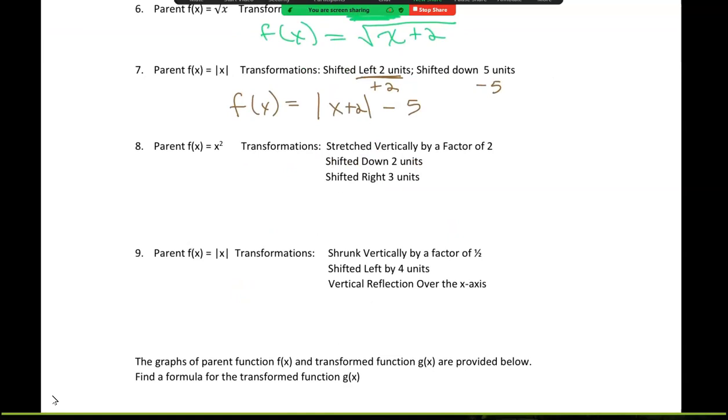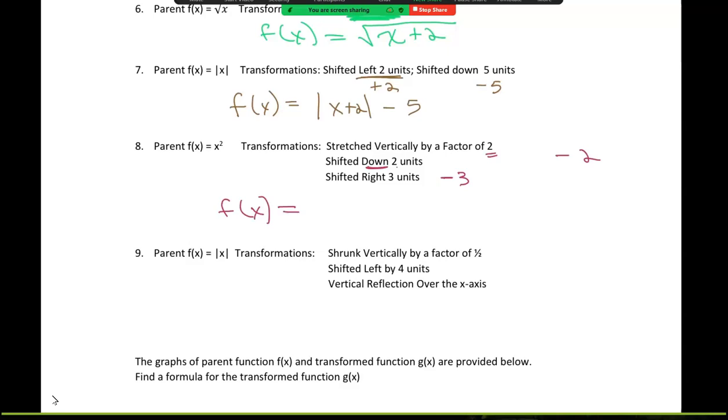X squared is your parent function. Stretched vertically by a factor of 2. So I'm going to say 2 is on the outside. Shifted down 2 units, down. So outside is going to be minus 2. Shifted right, to the right. So inside close to the x is going to be minus 3. Okay, let's put that together.